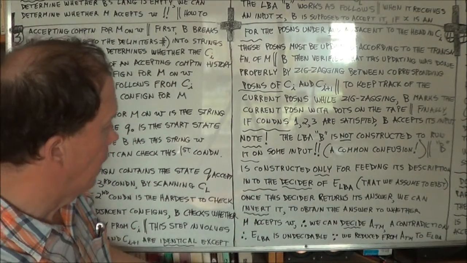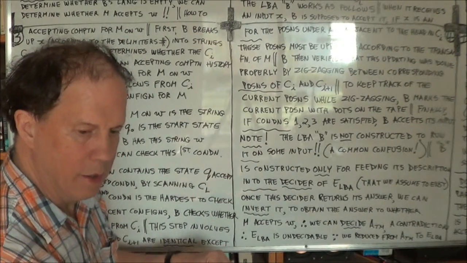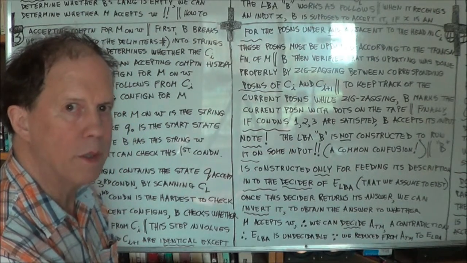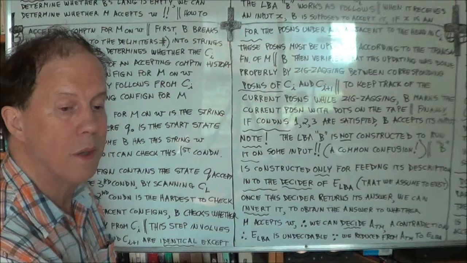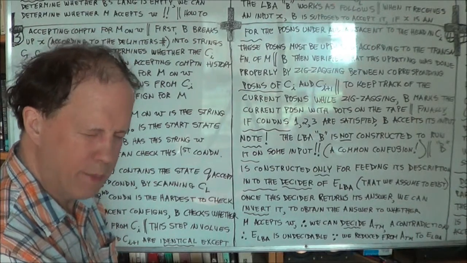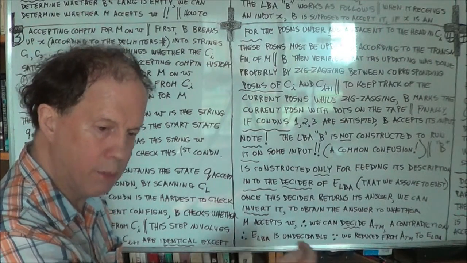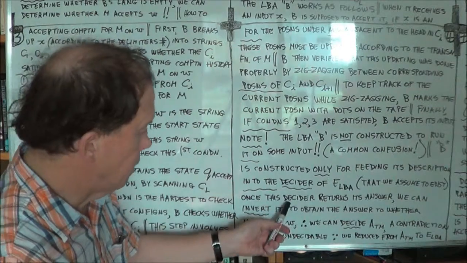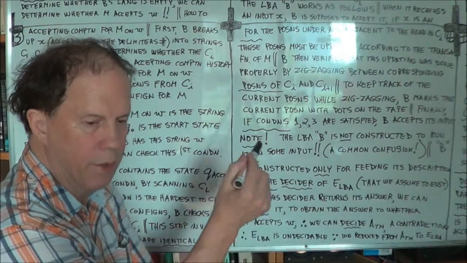Now, once the Turing machine that we assume to exist, that decides the language ELBA, has been given the encoded description of B, this machine whose language is the set of all positive accepting computation histories when the string W is fed into the LBA, it will return its answer. So what's going on there?